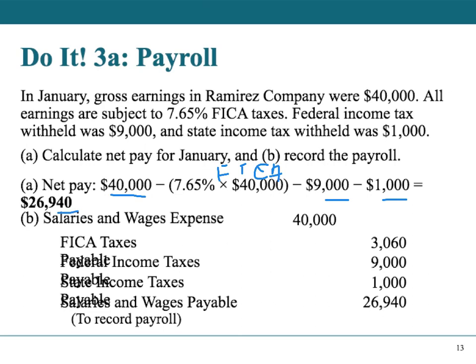How do you record it? Salaries and wages expense, so that's what the employer will pay, right? But it's not what the employees will receive. That's because of the withholdings, right? So here's your FICA amount, then federal income tax, state income tax, and then this is your net amount, salaries and wages payable.